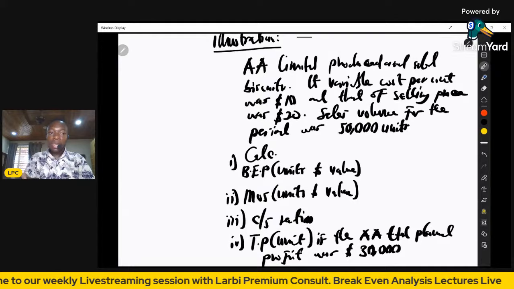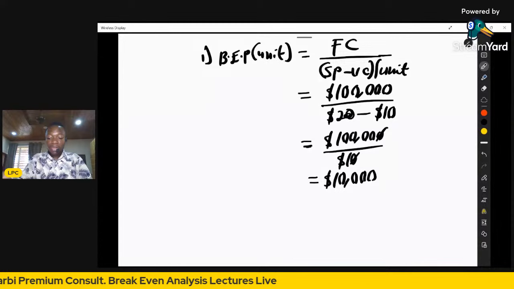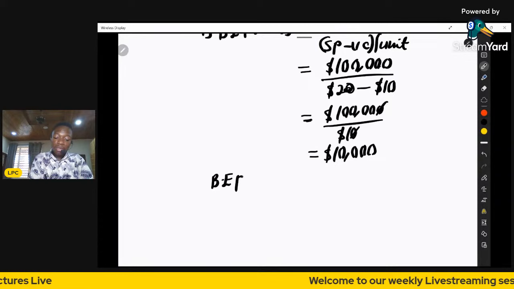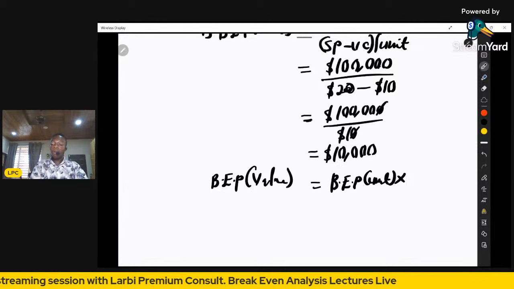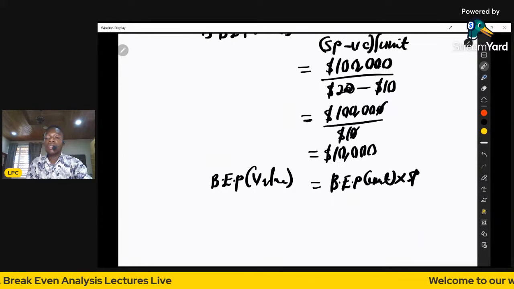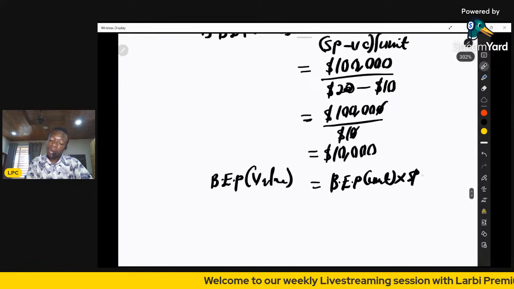50,000 units. So that becomes our break-even point in terms of units. So once you get the break-even point in terms of units as 10,000, then we can find our break-even point in terms of value. I won't even quote this formula again. All that I would do is pick my break-even point in units and then multiply that by the selling price per unit, and that is all. I'm done.